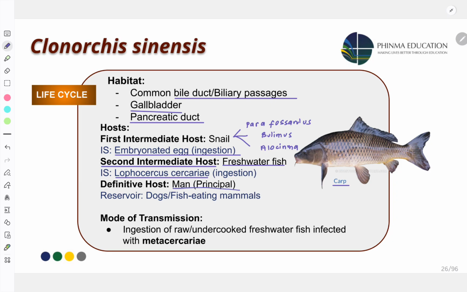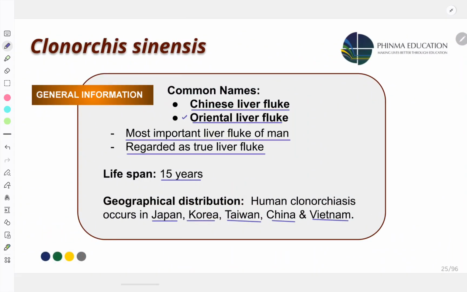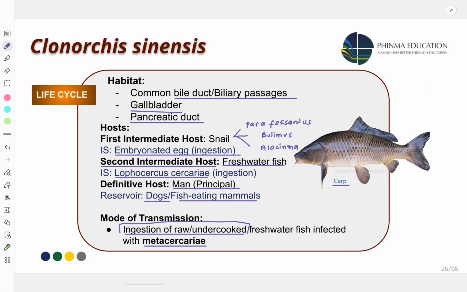So the definitive host is man. And reservoir is the dogs or other mammals na mukaon og fish. So the mode of transmission is ingestion of raw or undercooked freshwater fish infected with the metacercariae. So tan-awa ang mode of transmission, ingestion of raw and undercooked fish. And tan-awa ang distribution niya in these countries. Diba, unsa ni na countries, mga hilig mokaon og hilaw na isda, no? Like your sushi, your sashimi, mga ing-ana. That is why mas common ang Clonorchis sinensis sa countries na hilig mokaon og kinilaw, no? Kung sa Philippines pa, kanang kinilaw na isda.